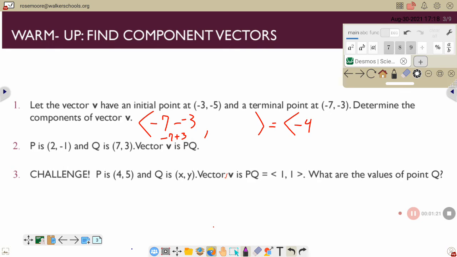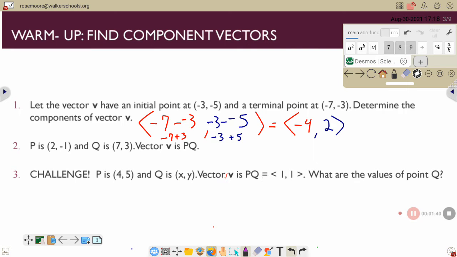Then our y's, we will have the second one, -3 minus -5. So again, a double negative. So it'll be -3 plus 5, which is going to be 2. So the answer to number 1 is <-4, 2>.